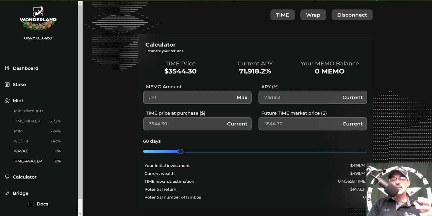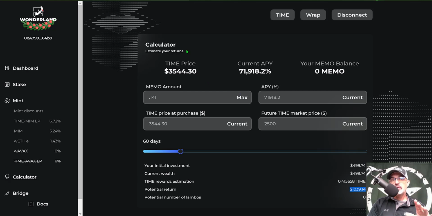Now, with that all being said, that's with the assumption that the price of time did not go up or down. Let's say the price of time, for whatever reason, gets cut to $2,500. At that point, for a 60-day period, my potential return would be $1,039. And so that is where that cost basis comes into effect. With the rewards, or essentially accumulating more time, I'm still profitable. With this $500 investment, I still basically doubled up, even though the price of time came down by $1,000.